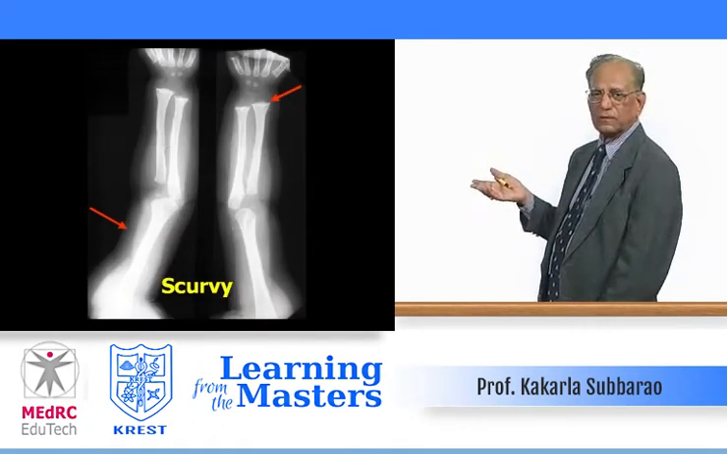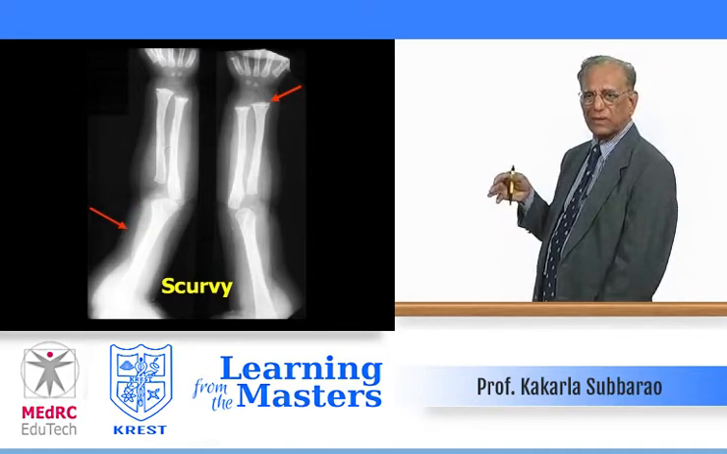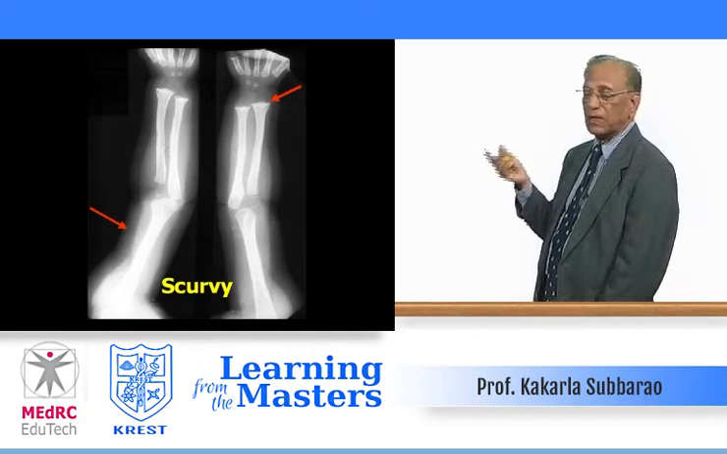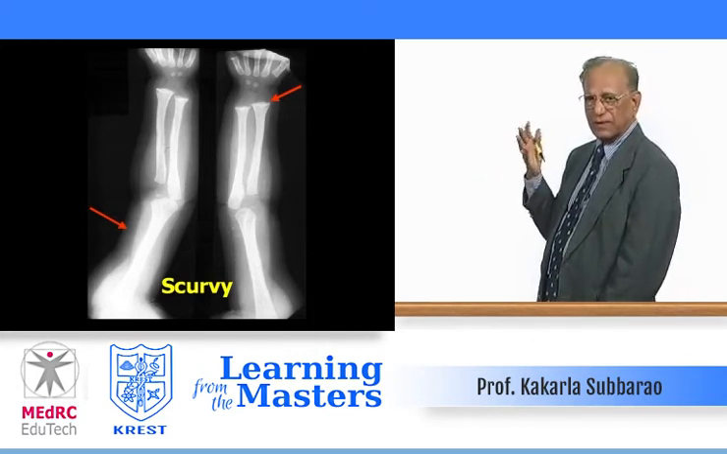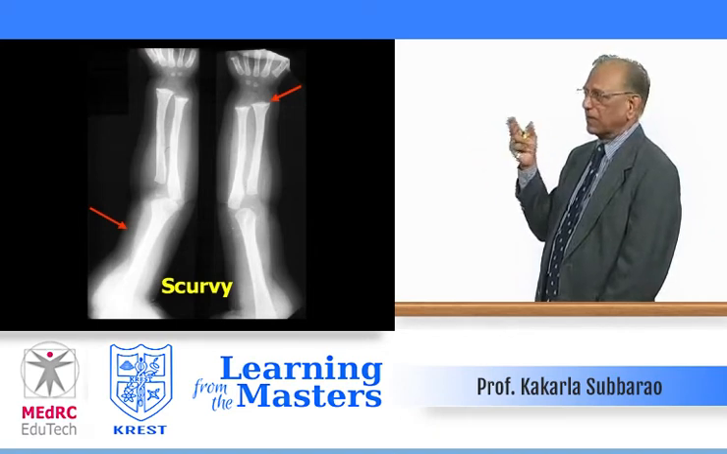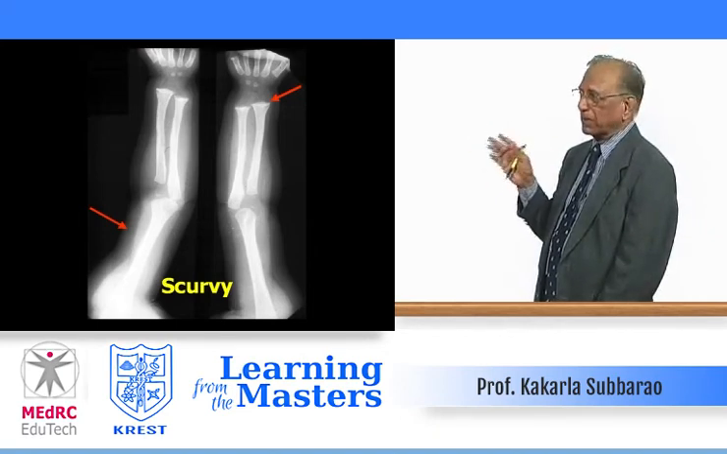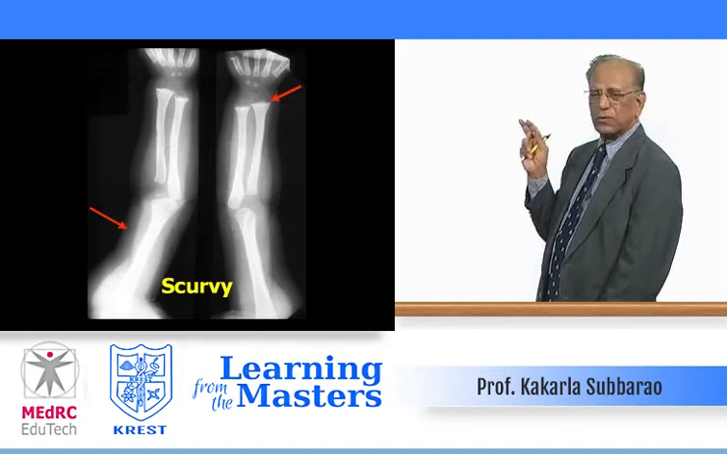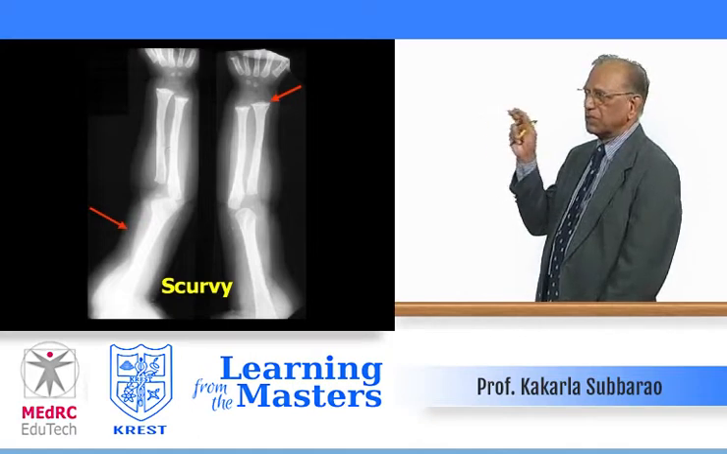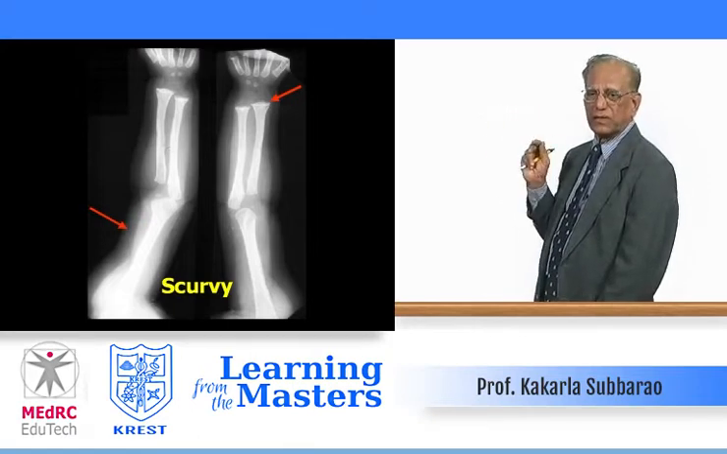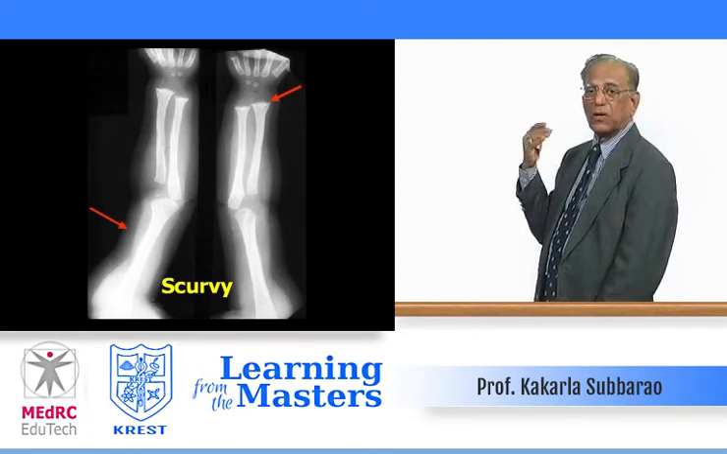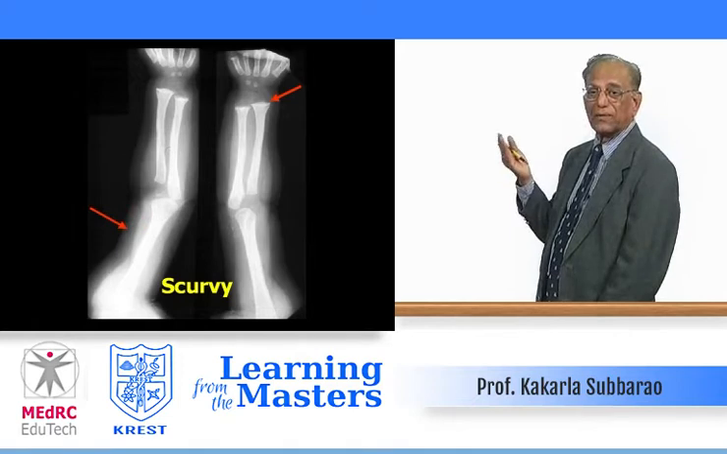Scurvy, this is due to lack of vitamin C. Of course, today it is rather rare, but still occasionally you may see it. It is quite opposite to rickets in the sense, although there are some similarities, namely metaphyseal cupping and corner spurs, but the major importance is there is no increase in the distance between the metaphysis and epiphysis. Because in rickets, there is hypertrophied osteoid to compensate for the lack of calcium.